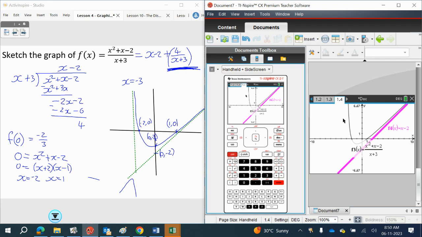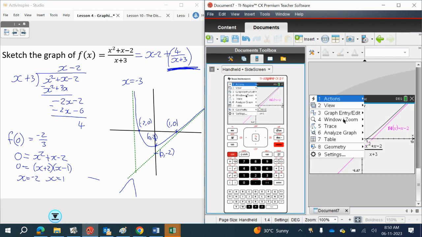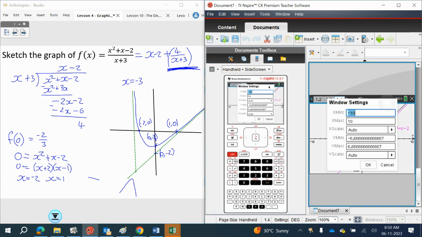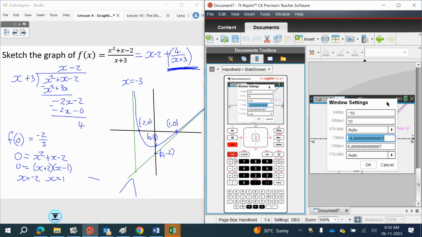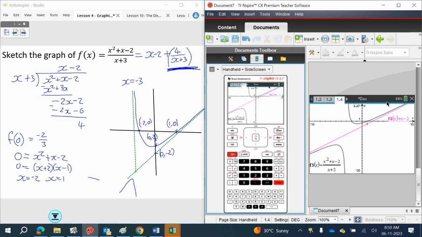Zoom out a little bit. I want to add something to the bottom part of my y-axis. So on the window settings, just tap our way through to the y minimum, and let's try minus 20 down in that direction. There we go. We can see the other part there.